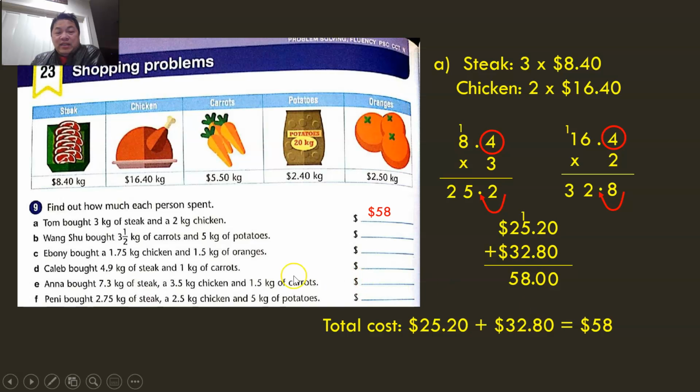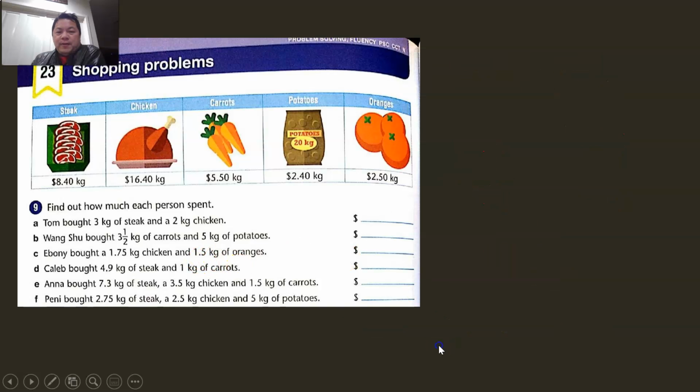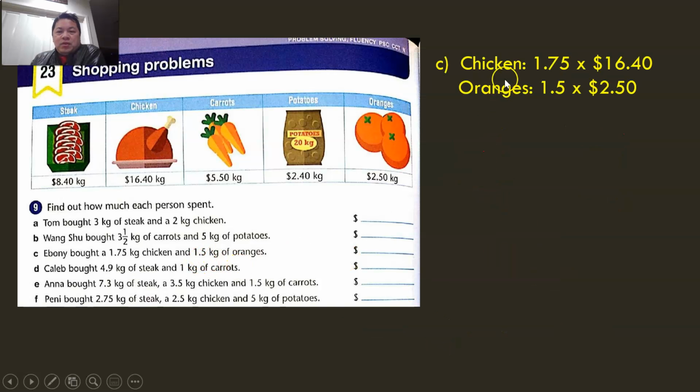Okay, I'm going to go through C with you because C is a little bit complex because you have 1.75, which is quite complicated, and then 1.5 here. So let's go through C. So you bought 1.75 kg of chicken and 1.5 kg of oranges. So let's deal with the one that's more difficult, 1.75 times 16.4. So, okay, just ignore the decimal again, just treat it as a 3-digit times a 3-digit number. So 5 times 4 is 20, 7 times 4 is 28, 28 plus 2 is 30, 1 times 4 is 4, 4 plus 3 is 7.